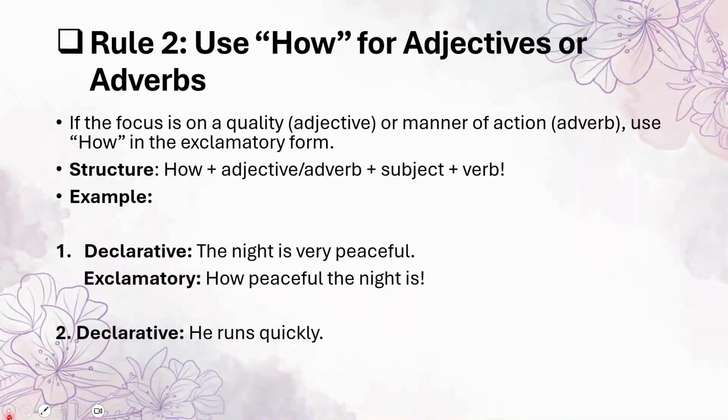Let's take an example. He runs quickly. Here, quickly is an adverb. It tells us how he runs. So the exclamatory sentence is: How quickly he runs. Again, we start with how. Place the adverb quickly after it and then add the subject he and the verb runs.